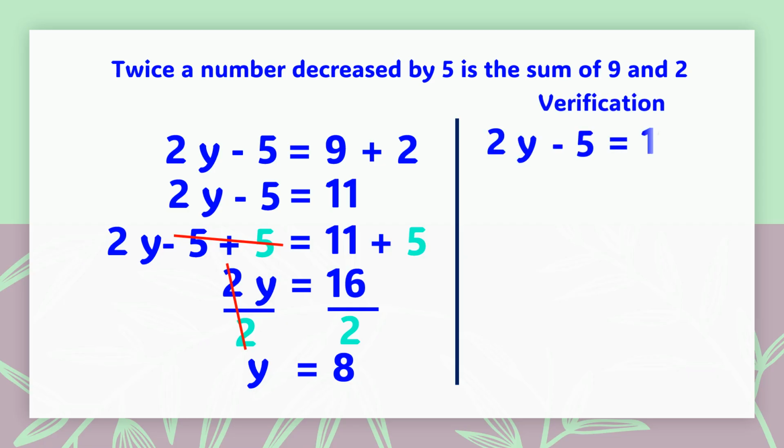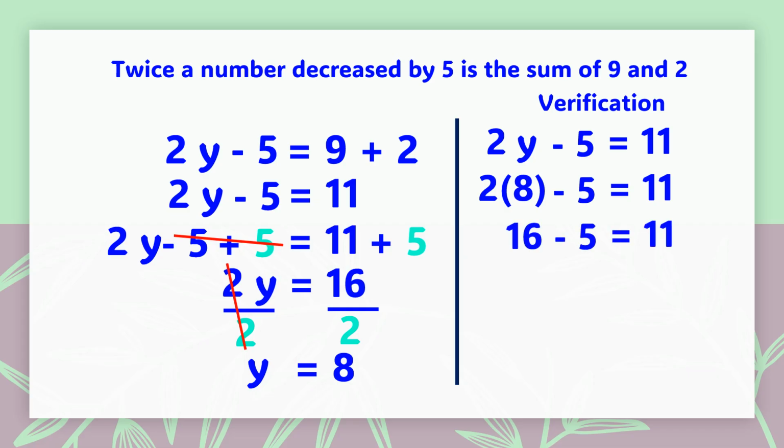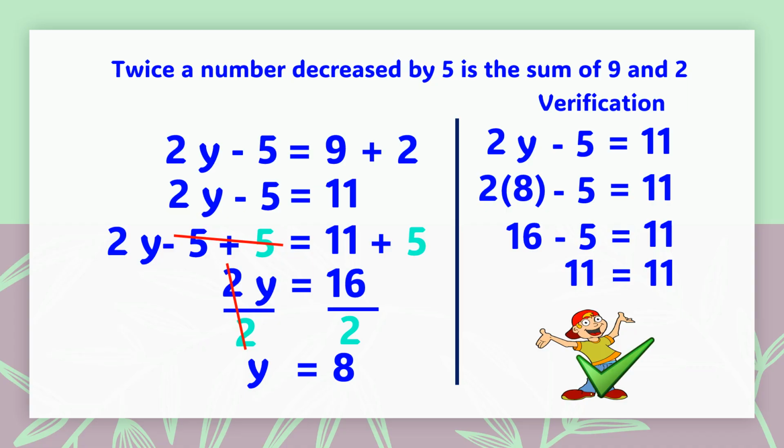Verification. 2y minus 5 is equal to 11. The y value we got is 8, so replace it. 2 into 8 minus 5 is equal to 11. 2 8s are 16, minus 5 is equal to 11. 16 minus 5 is equal to 11. On both sides we got the same answer.